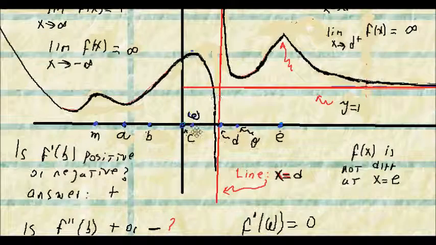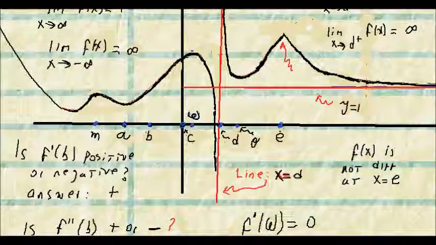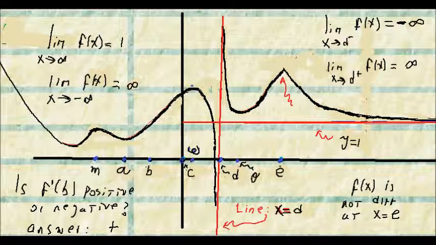And the answer, of course, is no, it is not differentiable at x equals d, because as you see, you have a vertical asymptote at x equals d. In fact, if you approach the point d from the left, the function goes to negative infinity. If you approach it from the right, it goes to positive infinity. So this function is not even continuous at x equals d. And remember that for a function to be differentiable at a point, it has to be continuous there, right? So functions cannot be differentiable at points where they're not continuous.